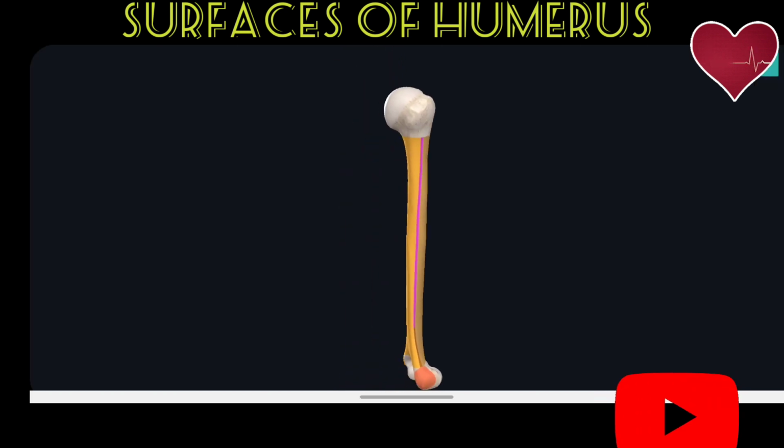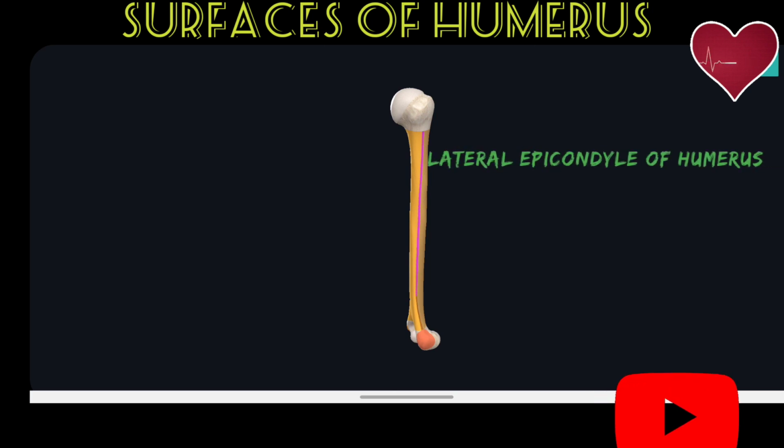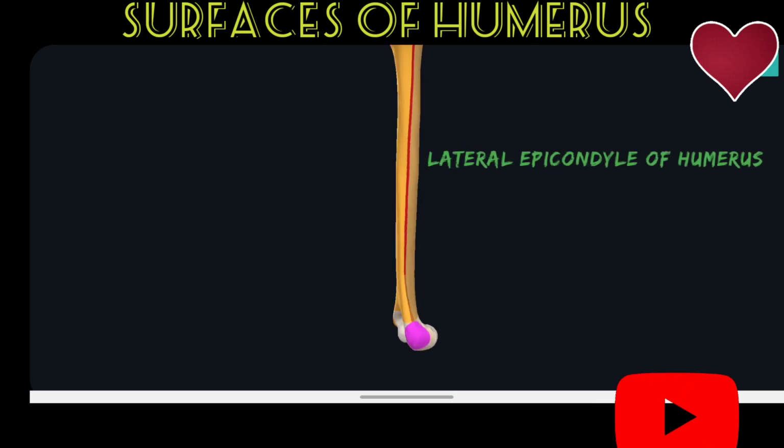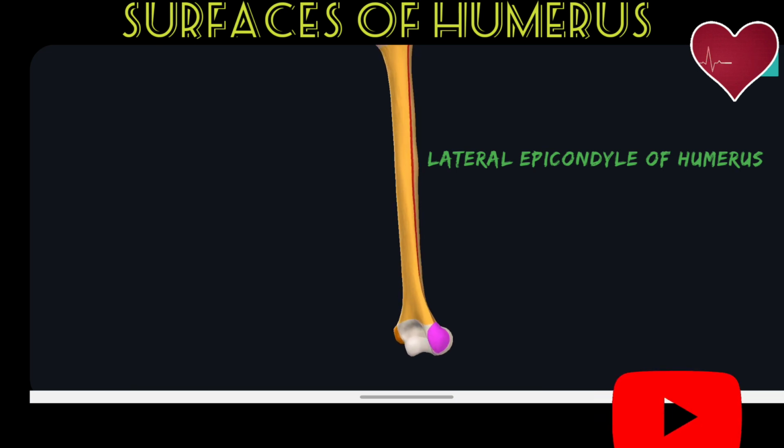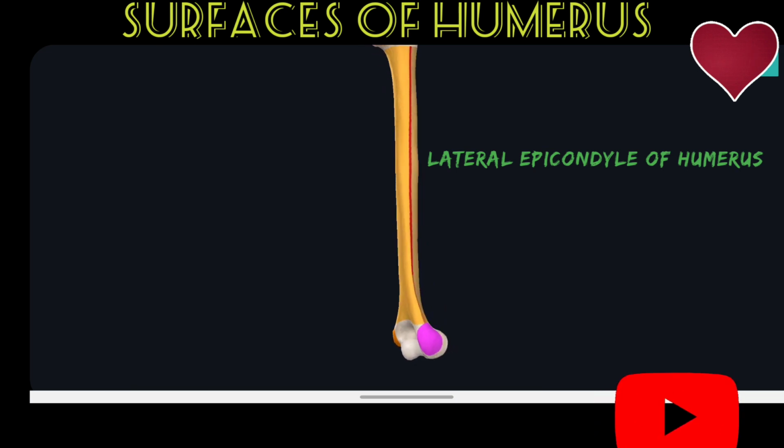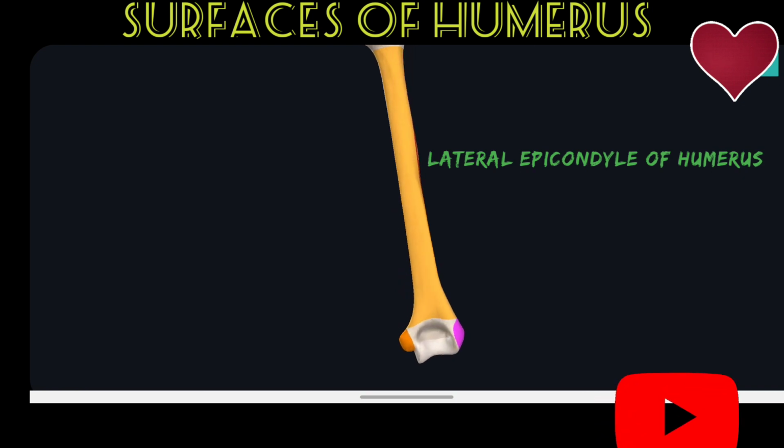And the next surface is the lateral epicondyle of the humerus, this part. Yeah, it is also called the external epicondyle of the humerus. It is the projection found at the distal end of the lateral supracondylar ridge of the humerus. It is less prominent than the medial epicondyle of the humerus.